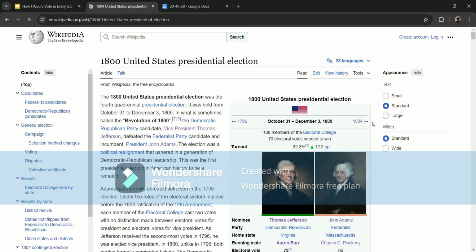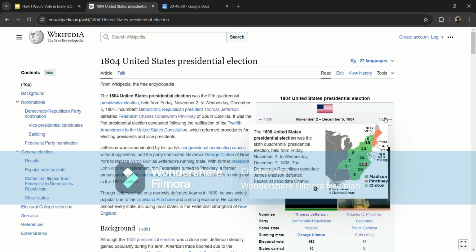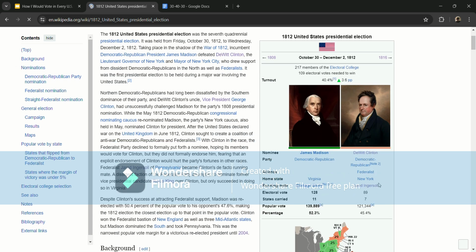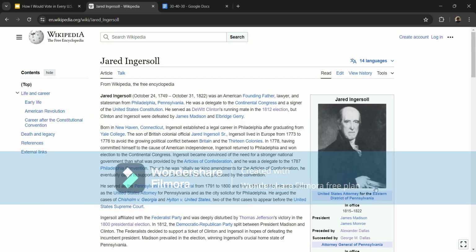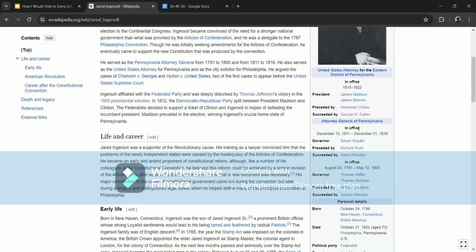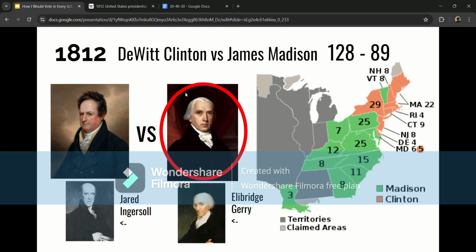And then the running mate, of course, of DeWitt Clinton. I'll go ahead and pull him up here. Jared Ingersoll, not a very experienced person. The best he had was Attorney General of Pennsylvania. Very minor, kind of nothing role in terms of a major, countrywide election.